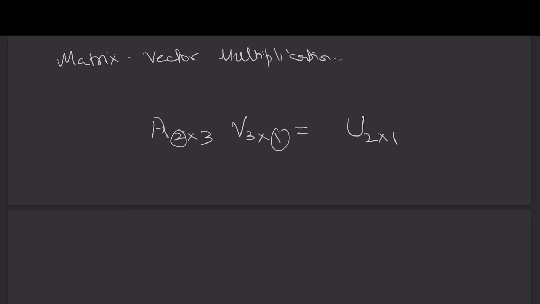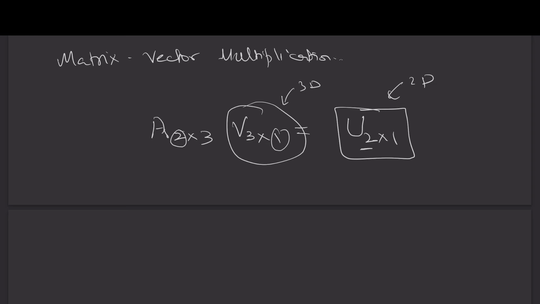So what is actually happening when we do this matrix vector multiplication? This is a vector which has 3 components, x, y, and z. It's a vector in a 3D space, and this is a vector in a 2D space, since it has only 2 rows. So this matrix is a transformation which is transforming a vector from 3D space to 2D space.